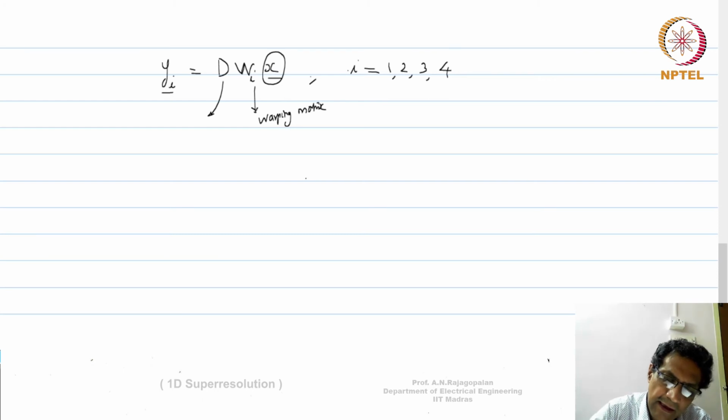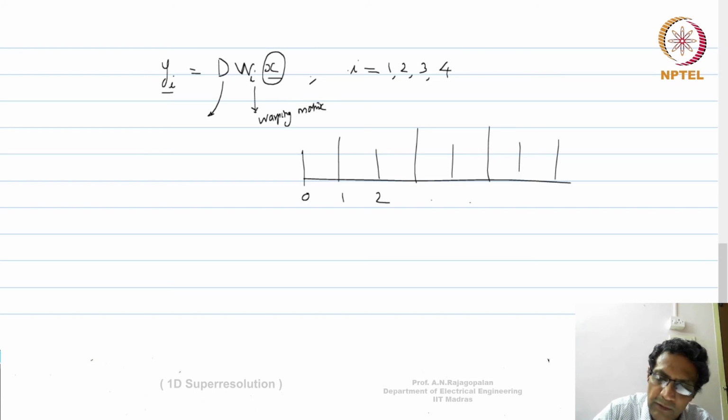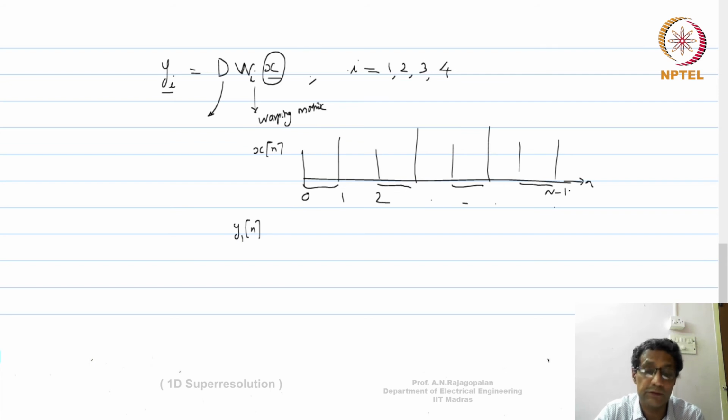Think that I have a sequence x[n], which is a high resolution sequence, 0, 1, 2, whatever. Now what I have is a low resolution observation corresponding to this sequence x. This is your x[n] versus n, of some length capital N. Now my first observation y1[n] is coming as the average of these two values, the average of these two, and so on, and finally the average of those last two values.